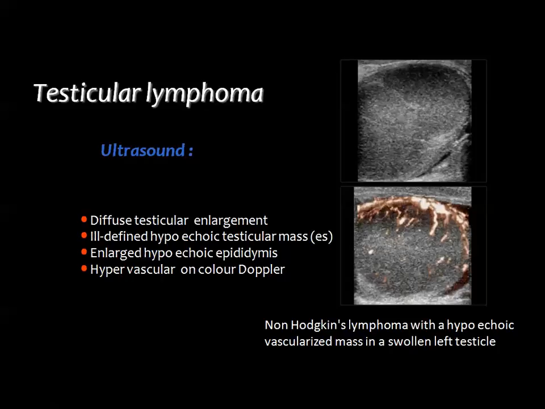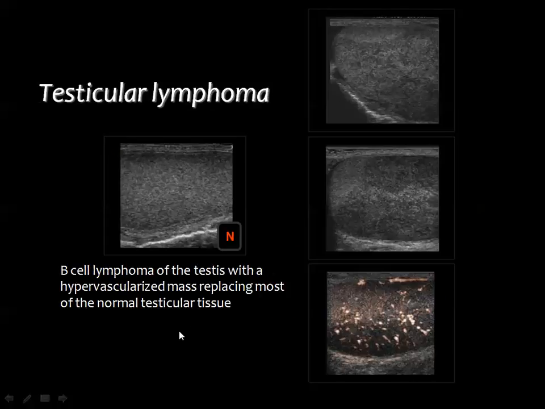The ultrasound is a modality of choice for evaluation of testicular pathology, and you can see diffuse enlargement of the testicle with ill-defined hypoechoic testicular masses or a single mass, and enlarged hypoechoic epididymis with hypervascularity on color Doppler. And this is the appearance of the normal testis by ultrasound.